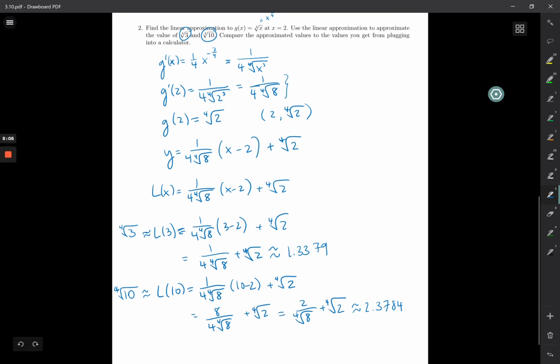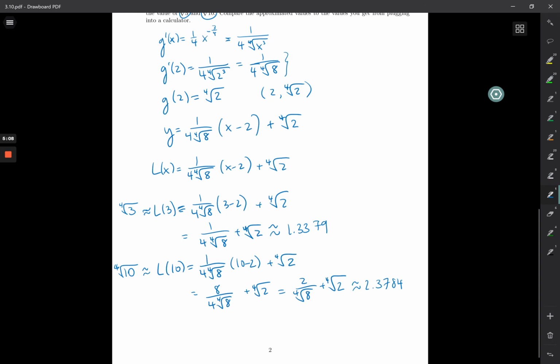And so I want to compare this to the fourth root of 3. If we actually plug this in, this is approximately 1.361. So you see that it's not too bad of an approximation. The first decimal point is the same. The second decimal point is not that far off. So it's a decent approximation. So we're comparing these two values.